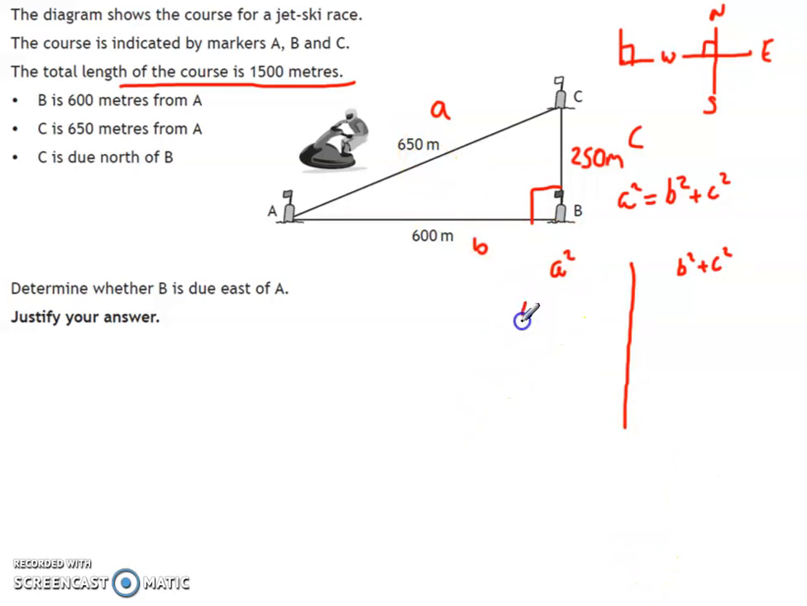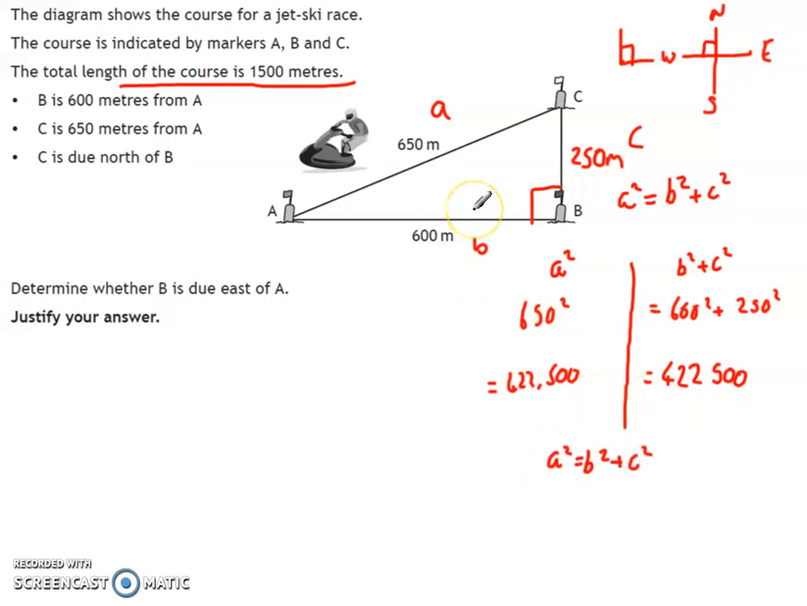So A squared in this case is going to be 650 squared. If I do 650 squared, what I end up getting is 422,500. If I then look at the B squared plus C squared, what I do is I get 600 squared plus 250 squared. So if I do 600 squared plus 250 squared, what I also end up getting is 422,500. Great. What that means in this case is that A squared equals B squared plus C squared.